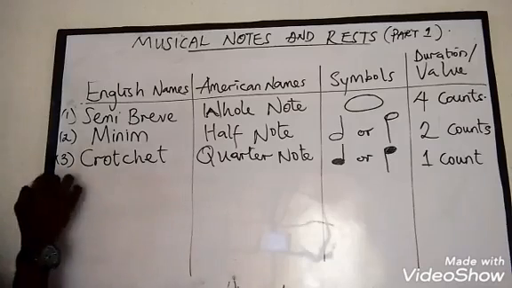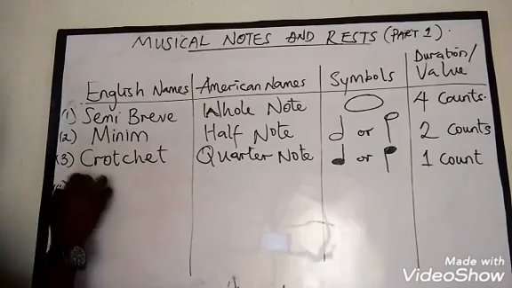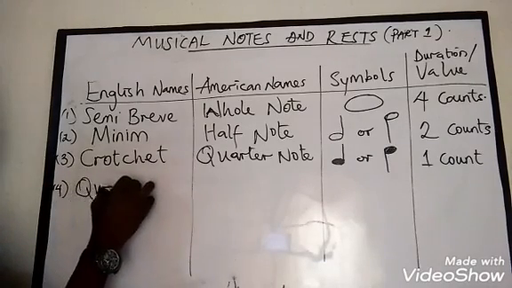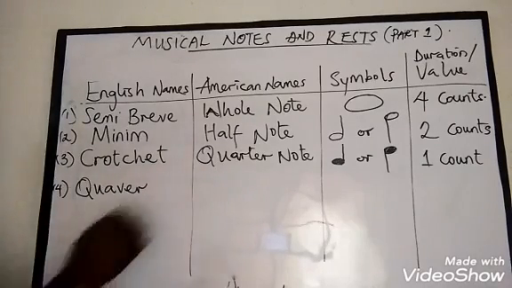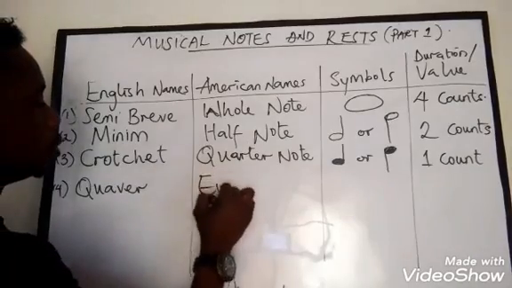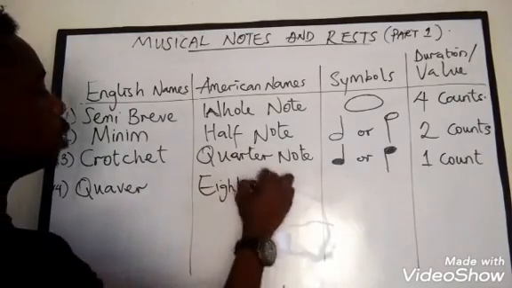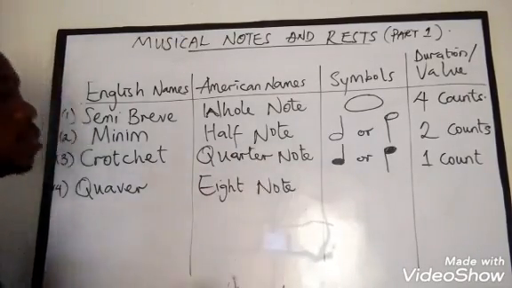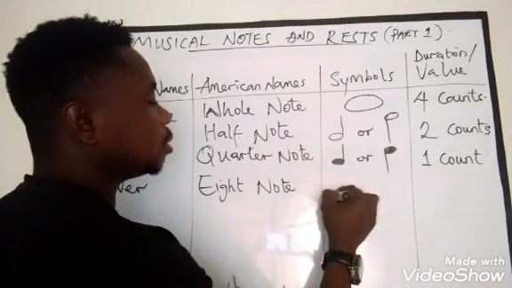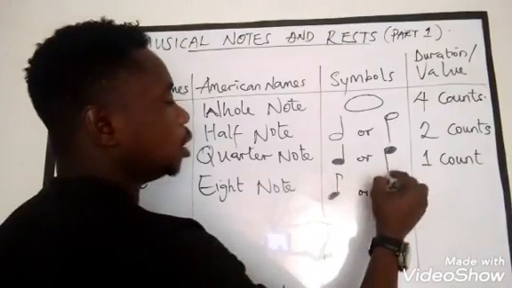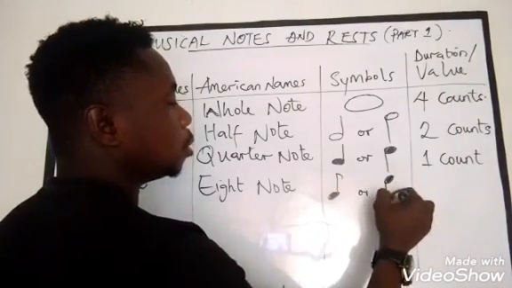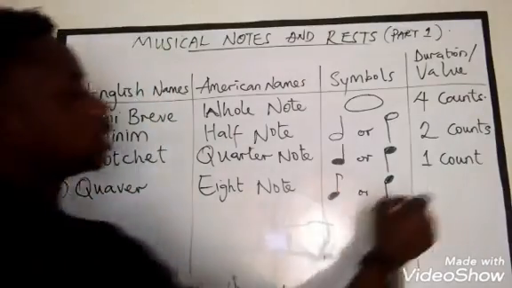And the next is the quaver note. The quaver note, which is the eighth note. It's like this with a flag, or this way, and it's half a count.